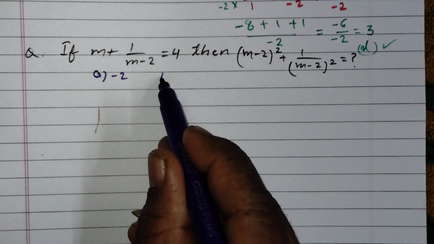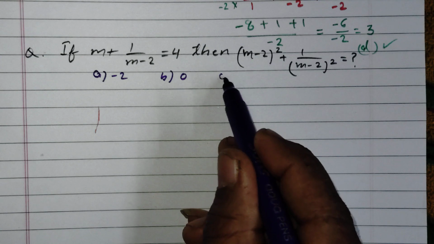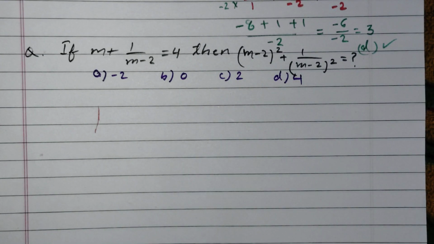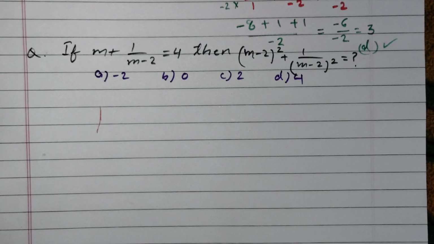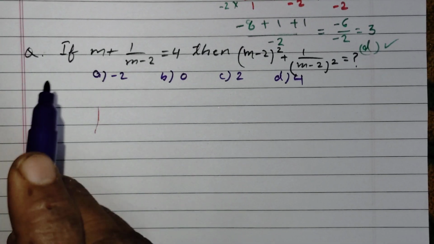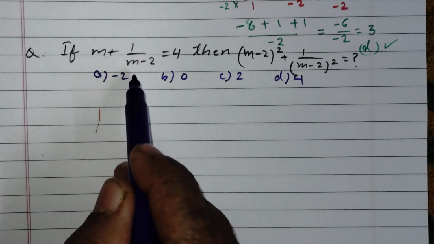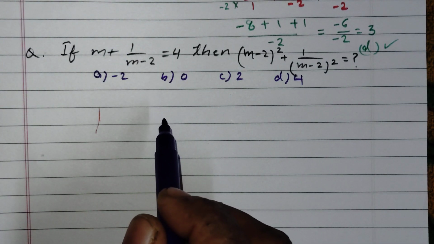-2, 0, 2, 4. Now let us see the solution. Here is given m plus 1 upon m minus 2 equal to 4.